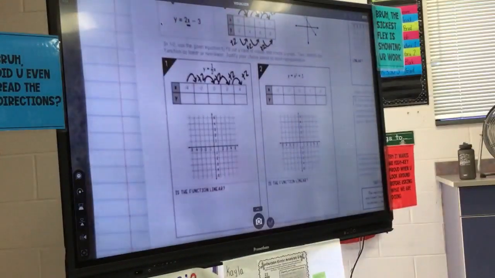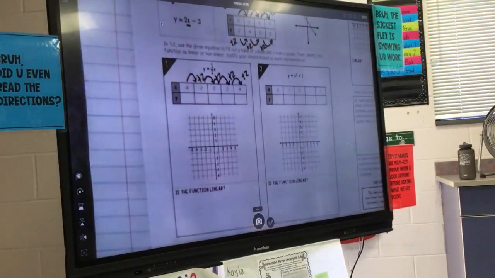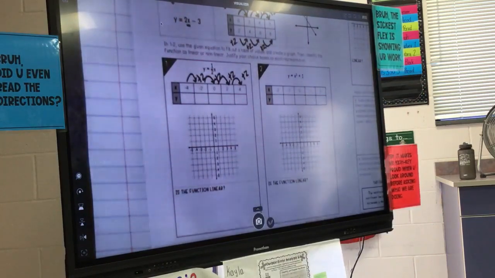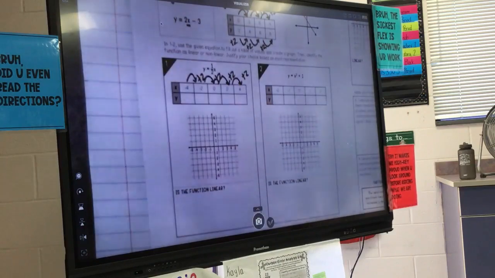So knowing that, we're going to do the stand-up, sit-down thing again. Do we think this is a function? Stand up if you said yes. Okay, so we have pretty much everybody. Why are you guys now a little bit more convinced that this is possibly a function? What do you guys think? All right, Nevaeh, what do you think? Right, because it's a constant rate of change.